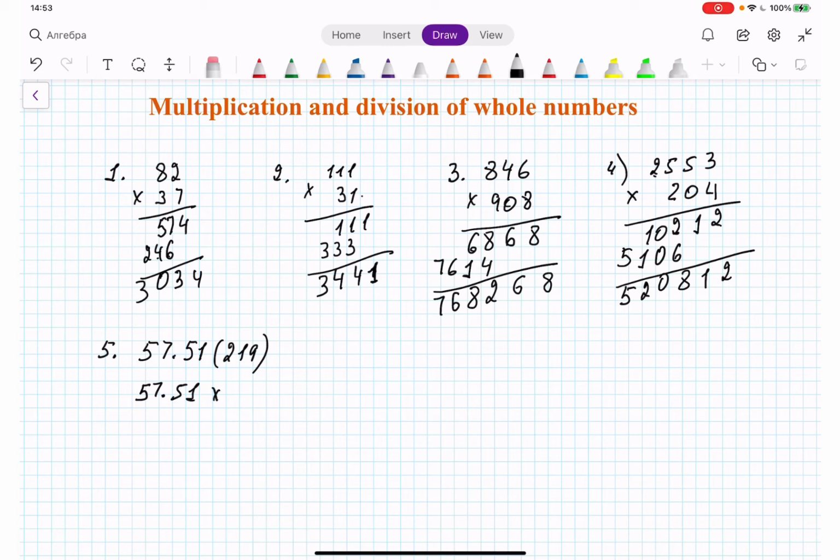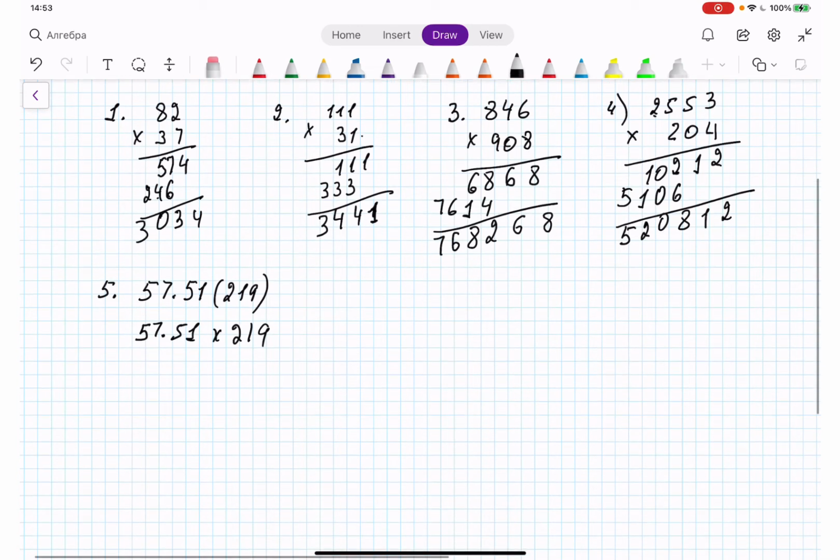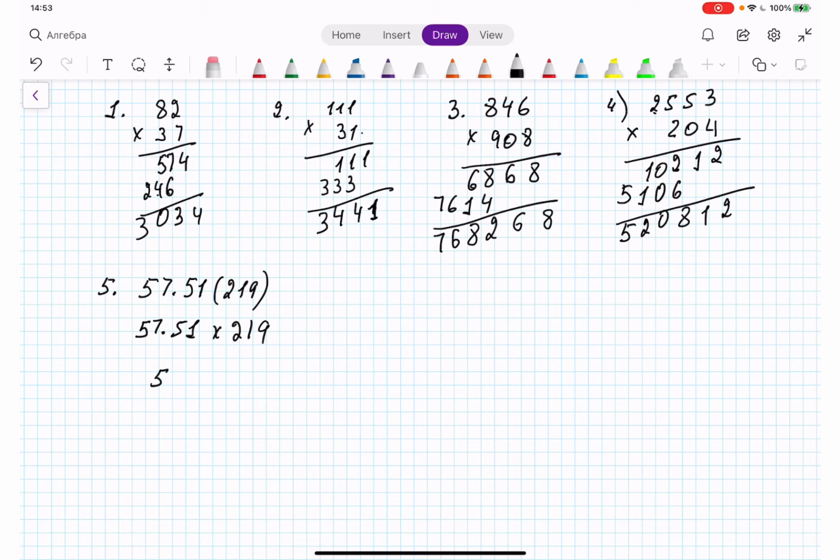57.51 times 219, or even you can put that point as a multiplication. Okay, but because I have decimal, let me put this as an x so it would be clear. So let's multiply. I'm going to write down in the column 57.51 times 219. Important rule, when you are multiplying decimal notation, during the multiplication, you ignore that decimal point, so you will bring it back into the result. Okay, so let's start.